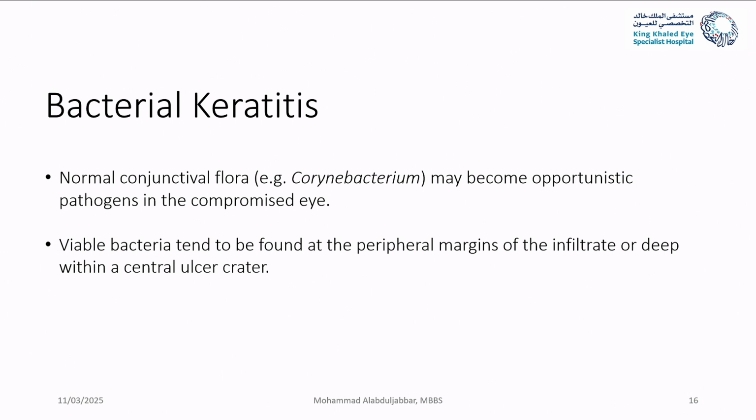We talked before about the normal conjunctival flora. For example, we have Corynebacterium or Staph also. So these can sometimes be infectious at the same time, so it can be a compromised eye or a defective eye. If we lose the defense barrier that we talked about earlier, this normal flora can act as a pathogen also.